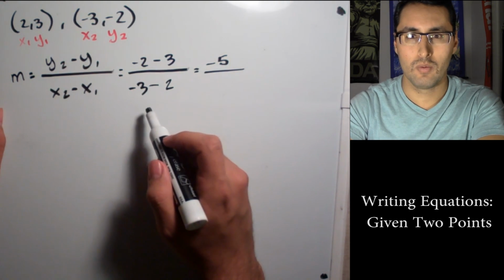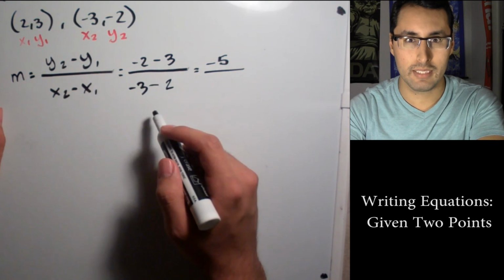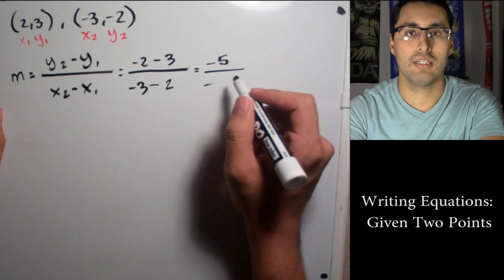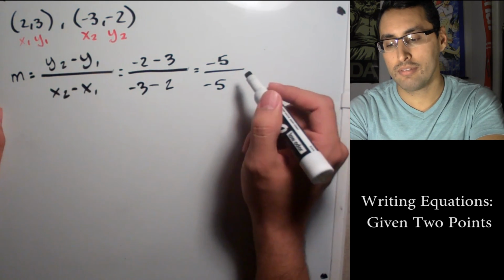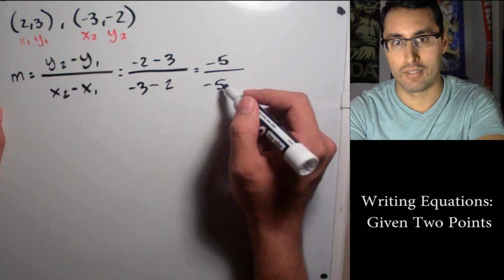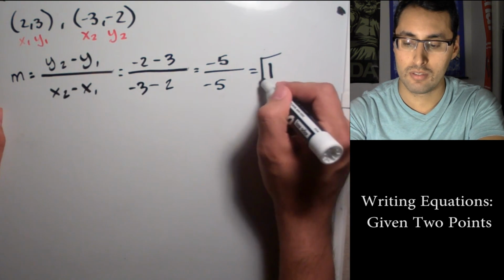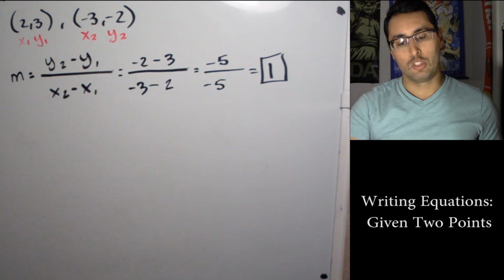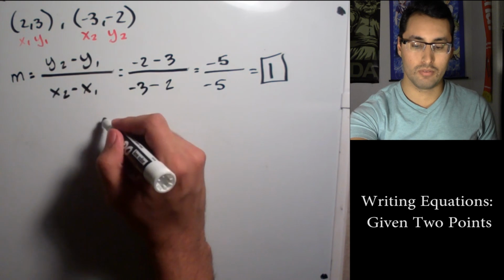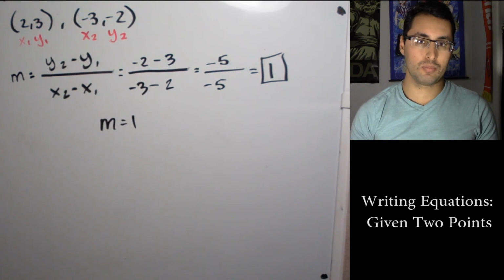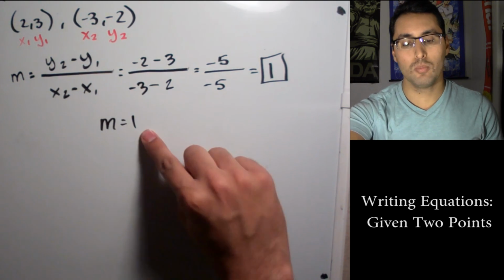Over here, -3 minus 2, same type of deal, they have the same sign, so you keep the sign and add them. 2 plus 3 is 5, so -5. Now we have something divided by the same thing: -5 divided by -5. Whenever you have that, it's +1. So we have m equal to +1. That is our slope. I'm going to write that right over here. m equal to +1.